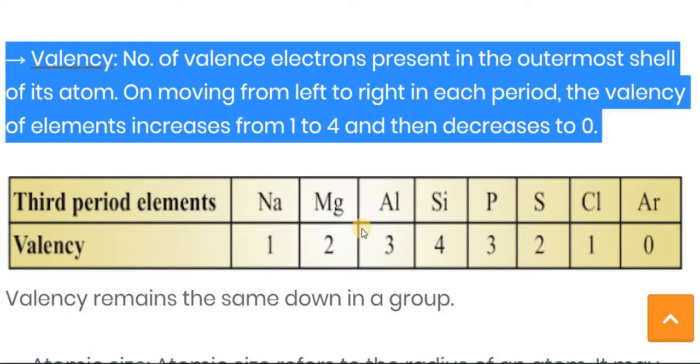So the valency remains the same in the group, but in the period, if you are moving from left to right, then there are no new shells added, it possesses the same shell, but the valency is increased. Means if we are moving from left to right, first it increases from 1 to 4, and then after it decreases from 4 to 0. And in a group, if you are moving from up to down, then the valency remains the same. That's why we keep those elements in the same group whose valency is the same.